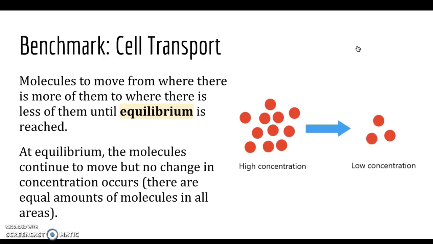Molecules move from where there are more of them to where there are less of them until equilibrium is reached. So when molecules are moving down their concentration gradient, they want to move to an area where there is less of them, and eventually they'll move to an area where they are equal on both sides of the membrane. At equilibrium, the molecules continue to move, but there is no change in concentration, which means molecules are moving in and out or across the membrane equally, so there is no concentration gradient. And this photo to the right is just showing us diffusion. Molecules, these red dots, are moving from a high concentration to a low concentration, and eventually over time they will reach equilibrium, which means there will be an equal concentration throughout all areas.